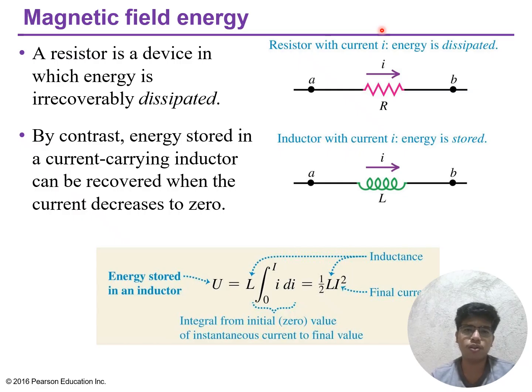So this makes them essential in power systems for smoothing power, storing energy during low demand and releasing it during high demand. So large generators can store megajoules of energy in their magnetic field.